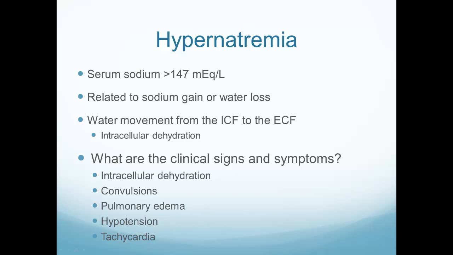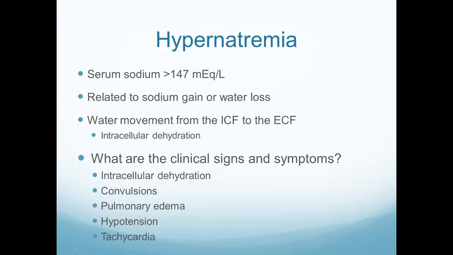So now let's take a look at some problems that occur with sodium levels. So first of all, hypernatremia. In hypernatremia, we have a serum sodium that is greater than our upper level, whether that be 145, 147 as listed here, but our upper level of our normal values. Related to sodium gain or water loss, water movement from the intracellular fluid to the extracellular fluid, which can happen with intracellular dehydration. Clinical signs and symptoms include intracellular dehydration, so we're dehydrating our cells, that's not a good thing if this is a brain cell we're talking about, convulsions, pulmonary edema, hypotension, tachycardia, lots and lots of problems associated with hypernatremia.